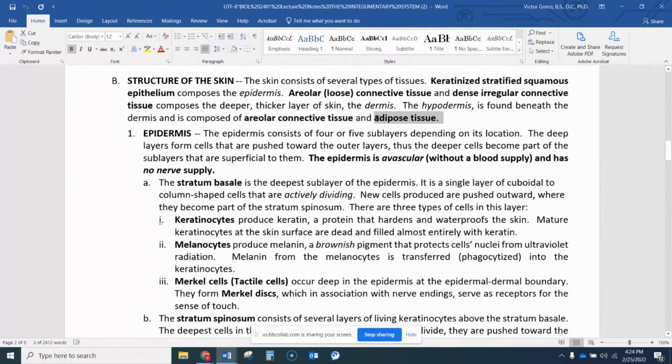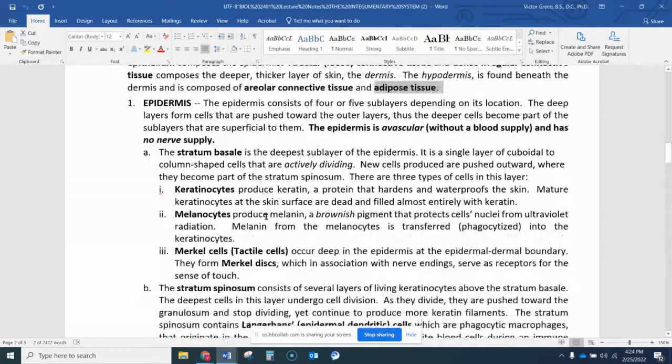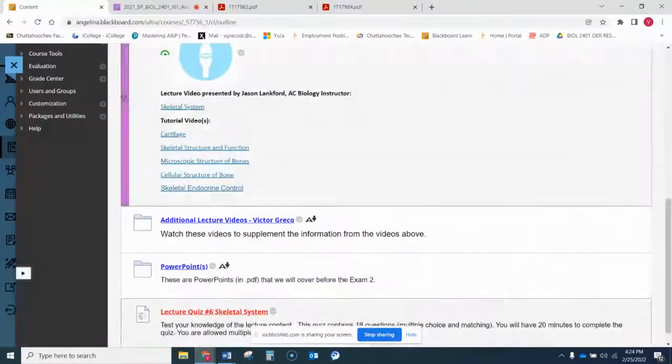Some areolar, but mainly adipose. So those are the different types of tissue involved in the skin, and the hypodermis, which is below the skin. And just to get into a little more specifics here with the epidermis, I'm just going to use an image.